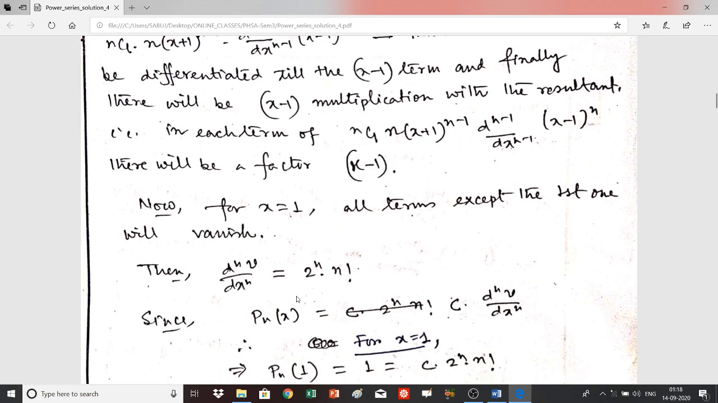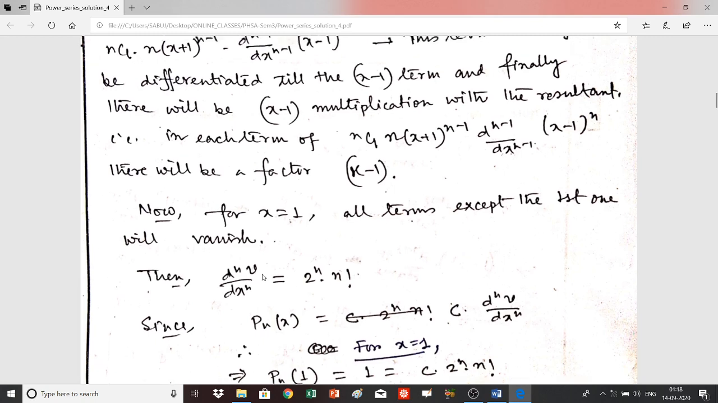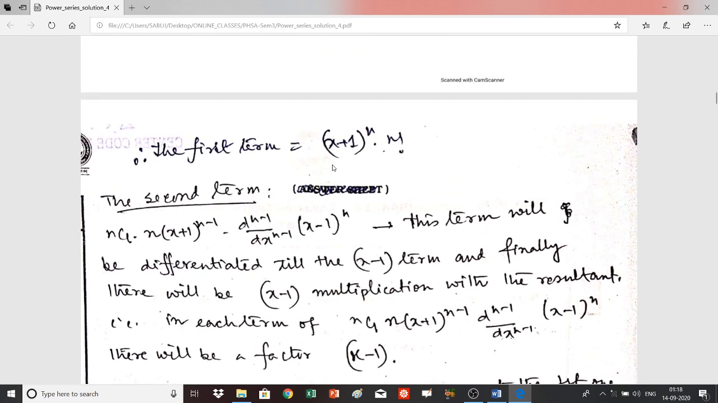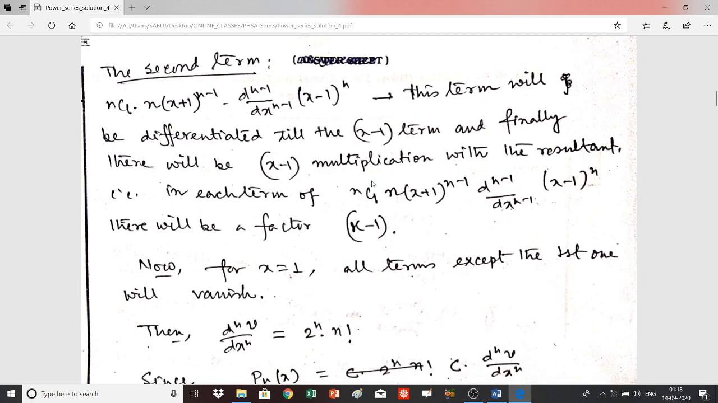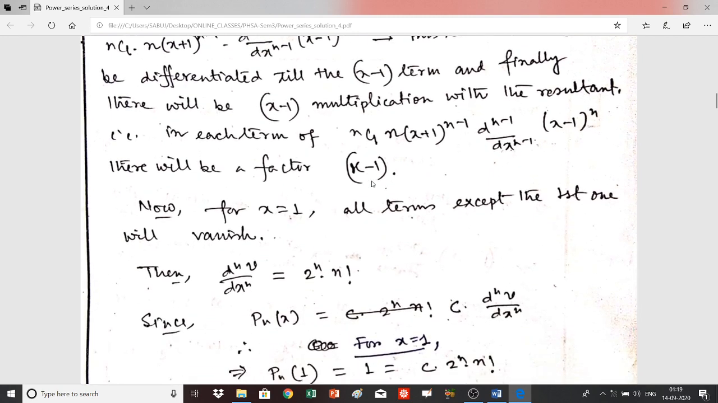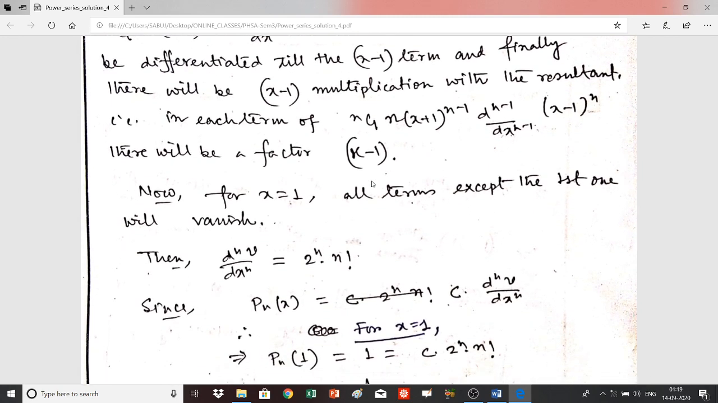Now if you take x equal to 1, then x minus 1 will vanish, and then this will give you 0. So except the first term, all other terms will vanish, and then d^n v by dx^n will give you the result (x plus 1) to the power n into n factorial, because in this case only the first term will be there, and all other terms will vanish.